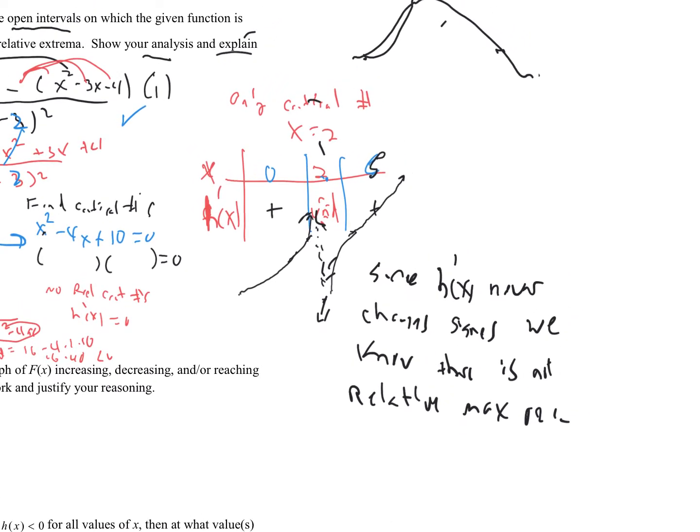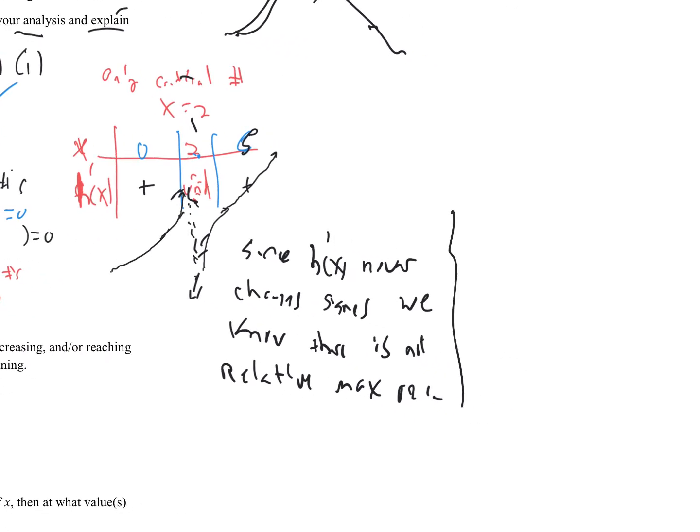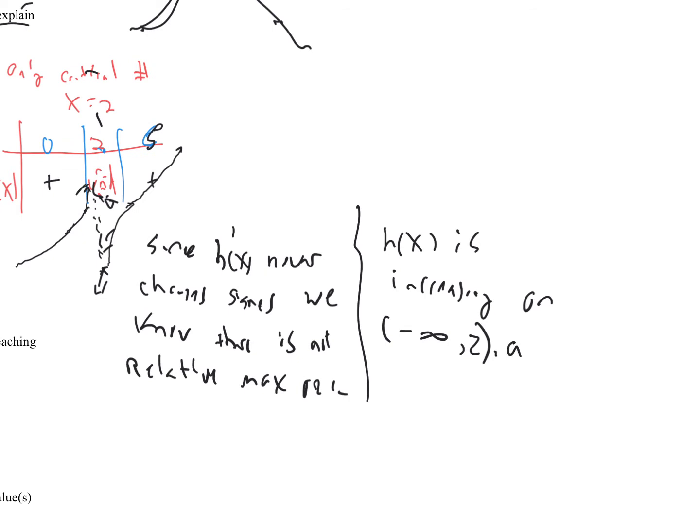He was asking, how about my intervals of increasing and decreasing? I'm going to say h of x is increasing on the interval negative infinity to 2. And I know it's increasing, but I don't know what's happening at 2. It's undefined, so I've got to make sure it's open. And it picks back up from 2 to infinity. And I've got to say why: because h prime of x was greater than 0.